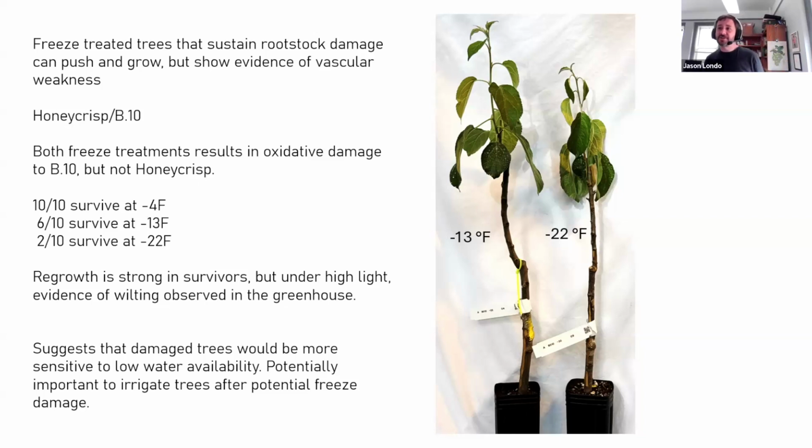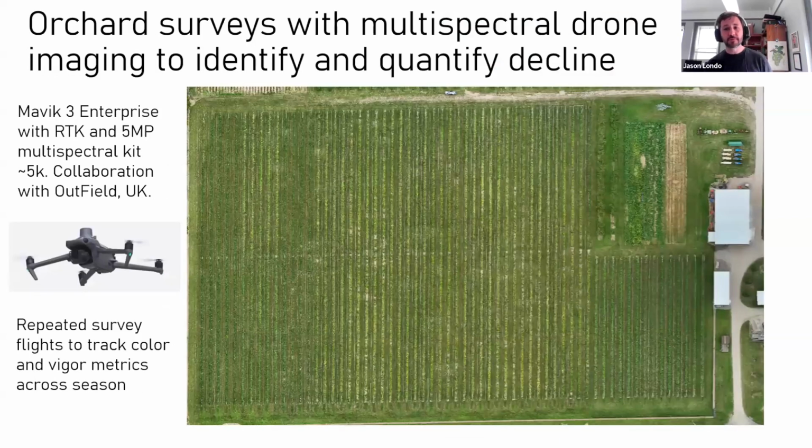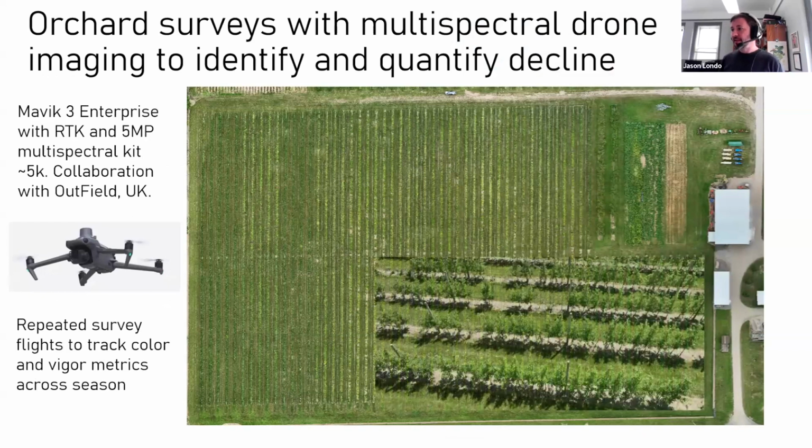All right, the final thing I'd like to share with you is that we are trying to move from doing these experiments here in the field to identifying declining trees at the orchard scale using some drone technology. So we're using this Mavic 3 drone with a multispectral camera, and we're flying a couple orchards up here in New York, trying to quantify declining trees in the orchard to get a better idea of the timing of decline and the percentage of decline.